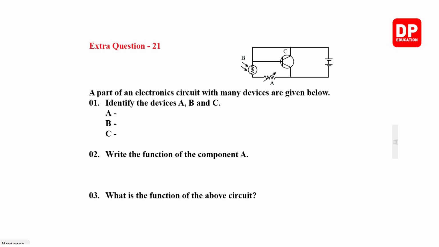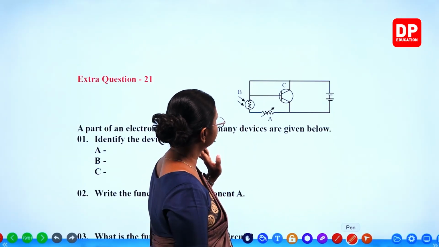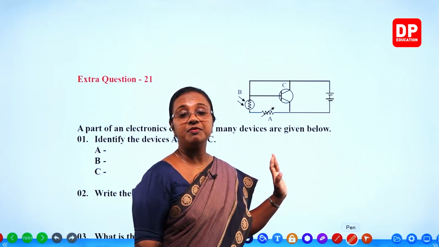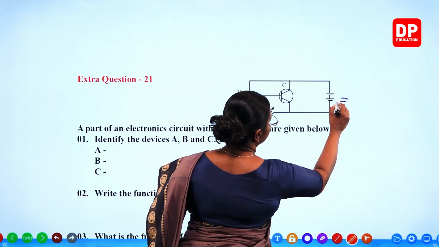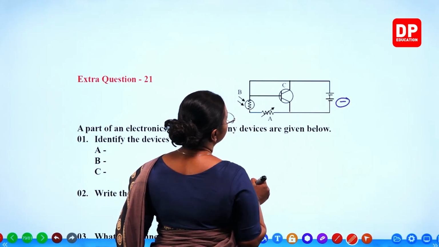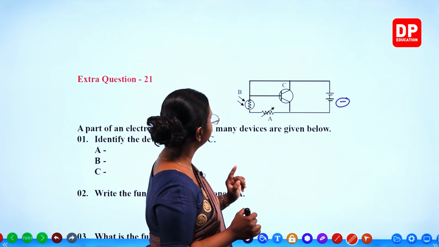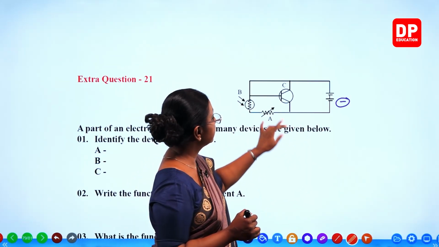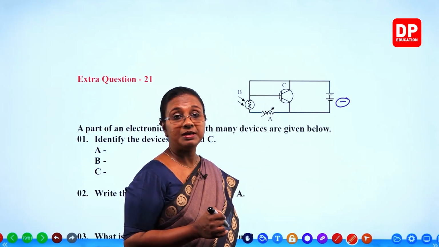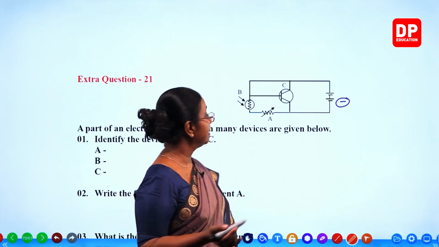Extra question 21. So here also we have a circuit. Now look at this circuit. You can see here it is a transistor. But they haven't shown what type of a transistor that is. But you can see the negative terminal of the battery is connected to the emitter. We have to consider that because A, B, C are the components. Normally, if they don't show the direction, then you all have to understand that the emitter is shown below. And if the negative terminal is connected to the emitter, that means it is an NPN transistor.